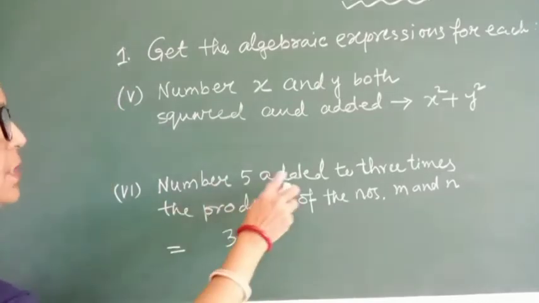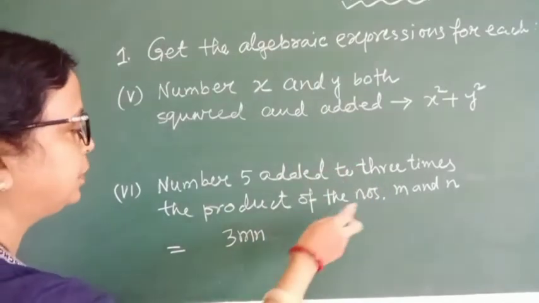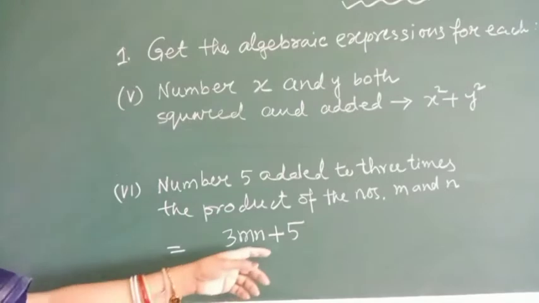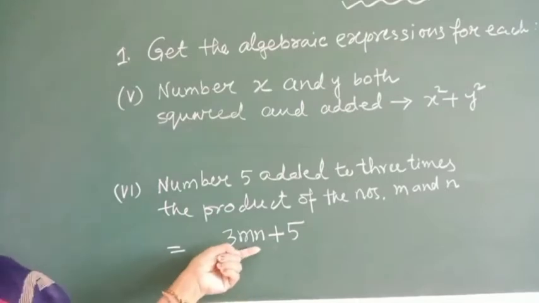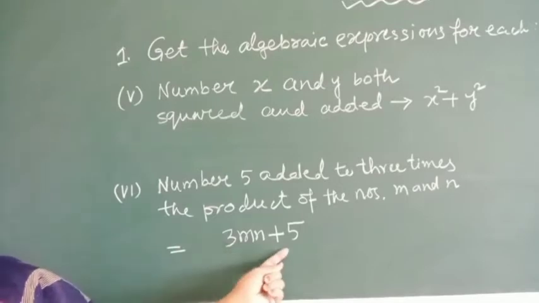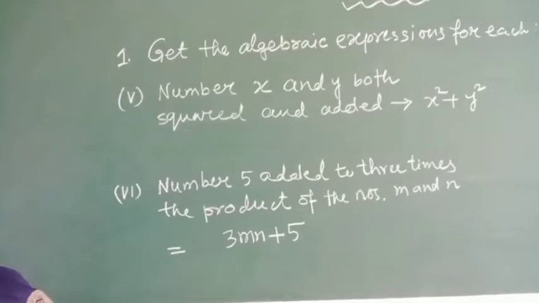The number 5 is added to 3 times the product of the numbers. So number 5 you need to add here. So 3mn, the product of the numbers m and n, 3 times, plus 5. This is the expression of this question.